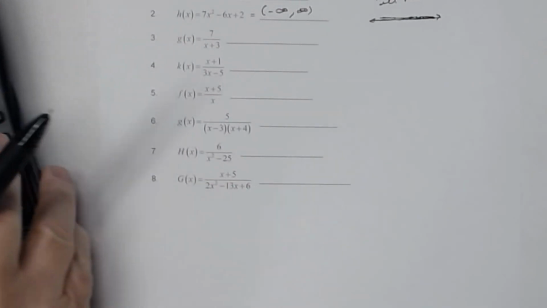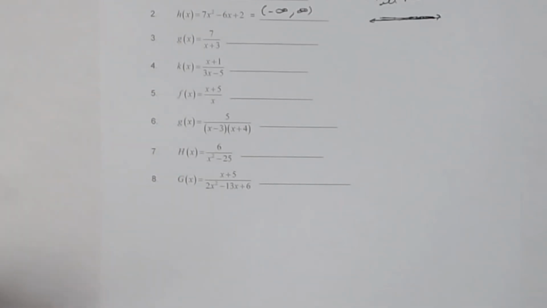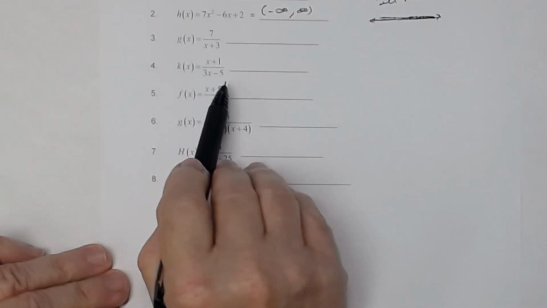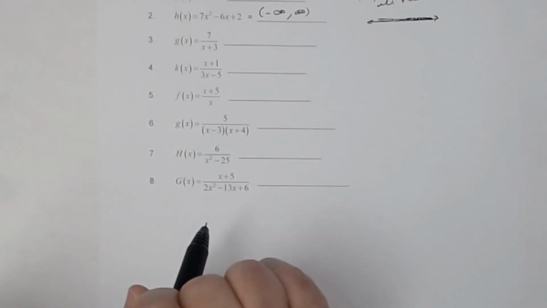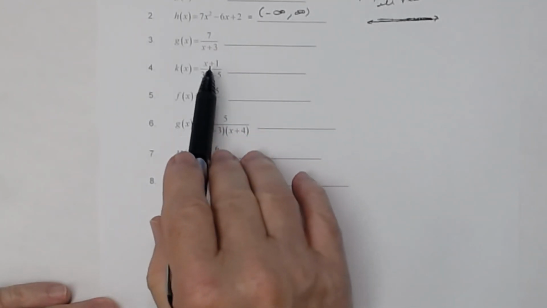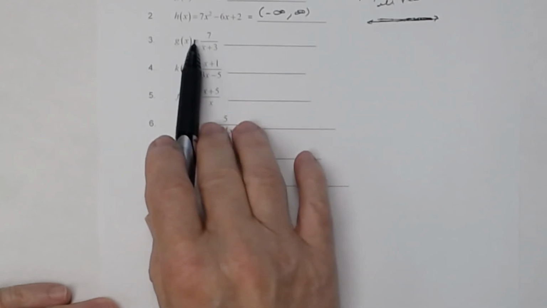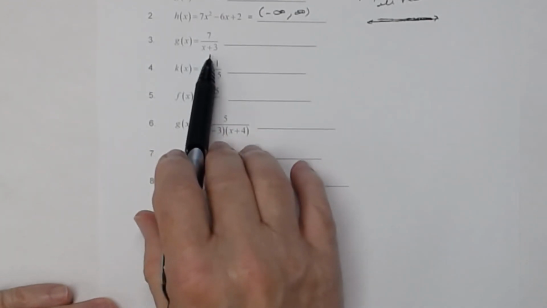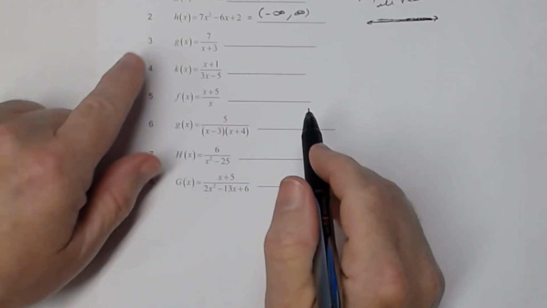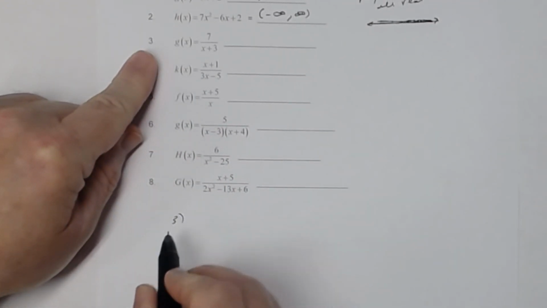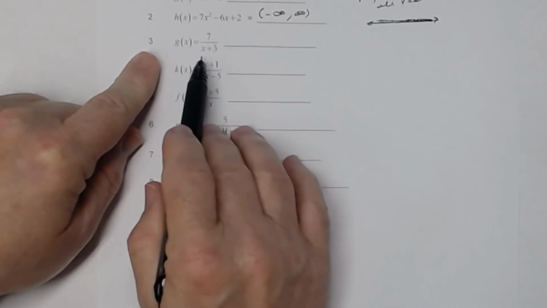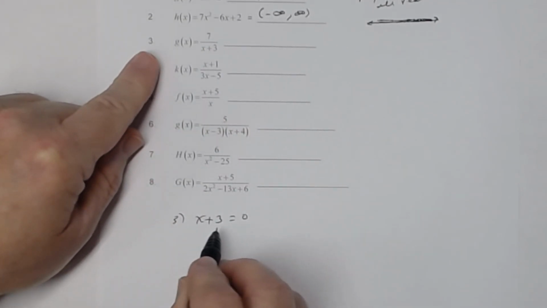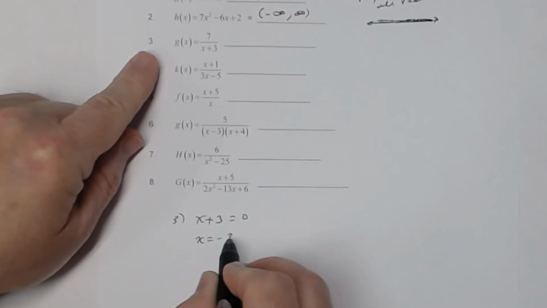So what you want to do in these cases, in 3 through 8, is find out what value of x makes the denominator 0. So where are these x values going to be 0? You don't have to worry about the numerator. Don't look at the numerator. You just don't want the denominator to be 0. So if you look at number 3, I'll go ahead and do that here. If you look at number 3, my denominator is x plus 3. And so if I set that equal to 0 and solve for x, I'm going to get x to be negative 3.